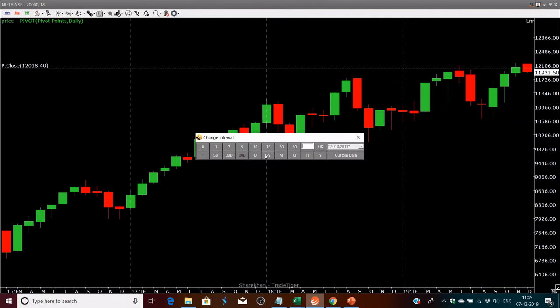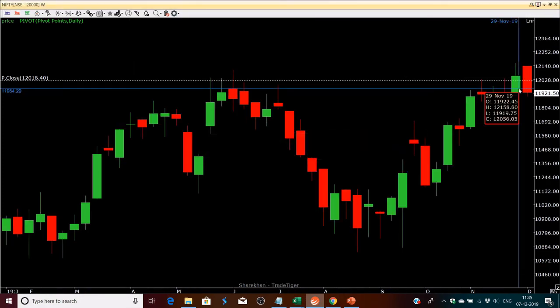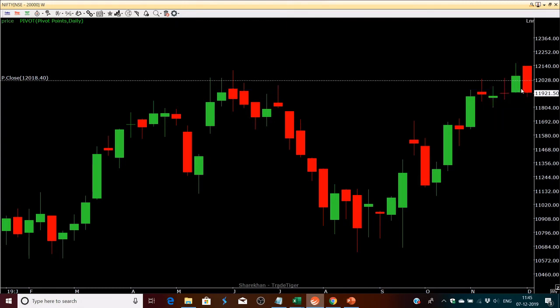Let's look at the weekly time frame. In the weekly time frame, the low was 11,919. Here 11,888. So it is already taken out, and the trend has changed here on a weekly basis for Nifty. If you have noticed, Bank Nifty has still not closed below its low on a weekly time frame, but Nifty has closed. So that means that Nifty can go down. Bank Nifty can move sideways for some days.